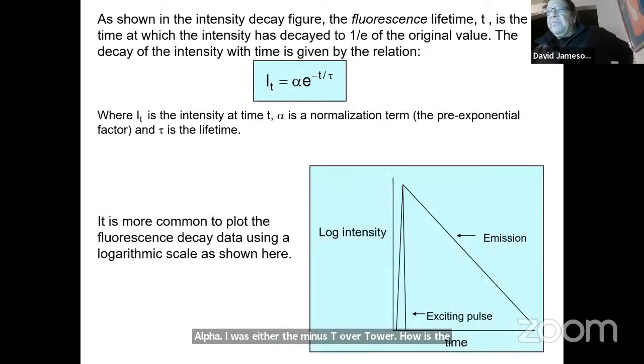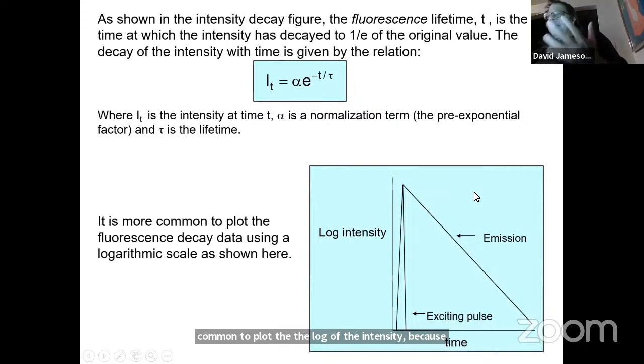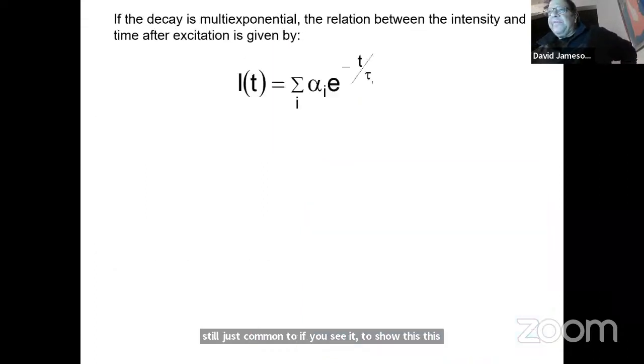Now, it's been common for many years to plot the fluorescence decay on a log scale. The reason this started many years ago, when I was a student and occasionally did some pulse lifetimes, is that we didn't have computers to analyze quickly, and it was common to plot the log of the intensity, because then if it's a single exponential, you get a straight line as shown here. It was an easy way to tell if you had single exponential decays. Nowadays, of course, you don't need to do this, but it is still common to see this way of plotting the data.